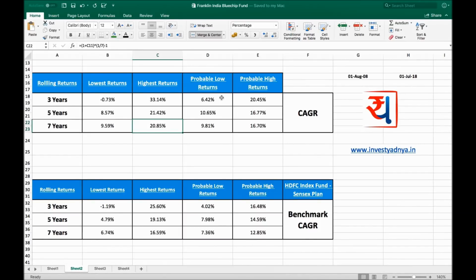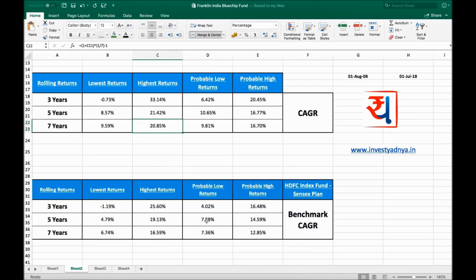In 3 years probable low returns, Franklin India Bluechip can give 6.42%, vis-a-vis benchmark Sensex can give us 4.02%. So in this category, Franklin India can outperform Sensex. In probable high returns for a 3-year horizon, this fund can give us 20.45%, where the benchmark can give us 16.48%. So in the 3-year category, this fund can outperform the index by 2 to 5%.